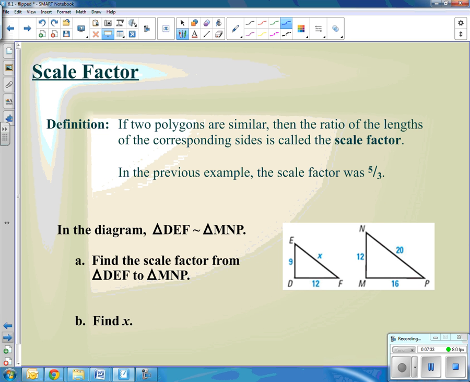Okay, so now we're going to talk about this term called scale factor. So the definition is, if 2 polygons are similar, the ratio of the lengths of their corresponding sides is called the scale factor. Okay, in the previous example, when we found the ratio of those 2 sides, we came up with 5/3. So we would say that the scale factor of those 2 triangles was 5/3.